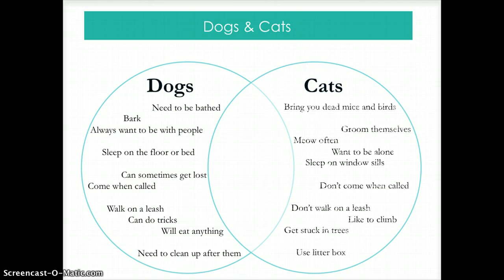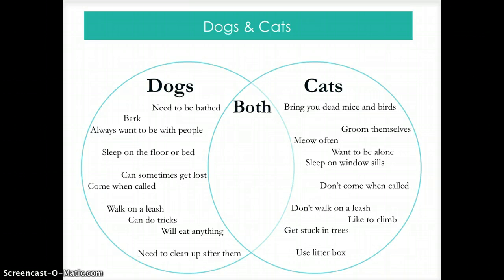Now cats, on the other hand, are a little different. They bring you dead mice and birds, they groom themselves, like they lick themselves, they meow a lot, they like to be alone, they like to sleep on windowsills, they don't come when called and don't walk on leashes like dogs do, they like to climb, they get stuck in trees, and they use a litter box.